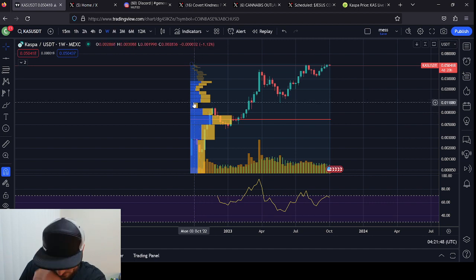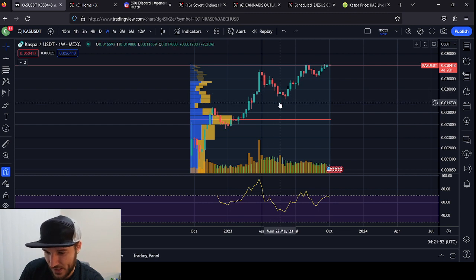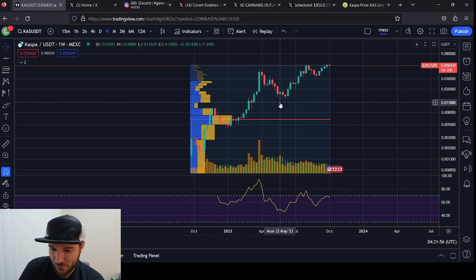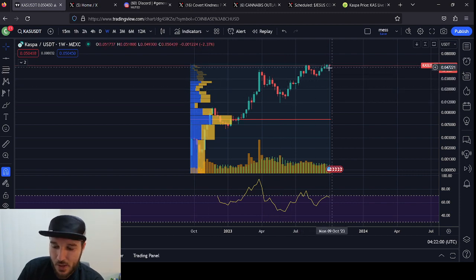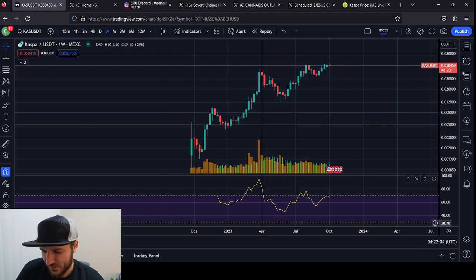That's not my perspective. I think we actually did come down here and tipped it. We tipped this zone as support already, so I think the next zone to test would be this area up here. Below this low, above this low, that's what I think ultimately for Kaspa. I think I've said my piece.